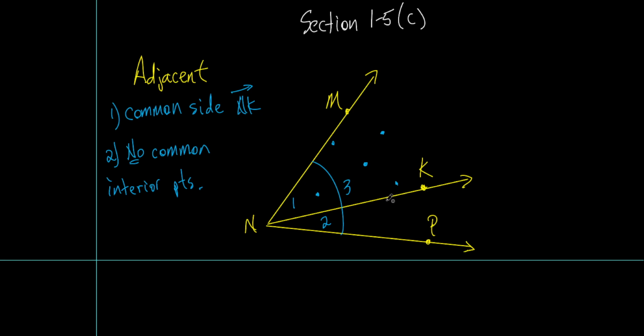On ray NK. Then is it in the interior? Oh, no. Then it's not on the interior. Then it's on the angle, right? Interior, it's got to be all these. So, does it have any common interior points? No. Angle 1 and 2? No. So, does it fulfill both of these things right here? Absolutely. So, these two angles, angles 1 and 2, are adjacent angles.